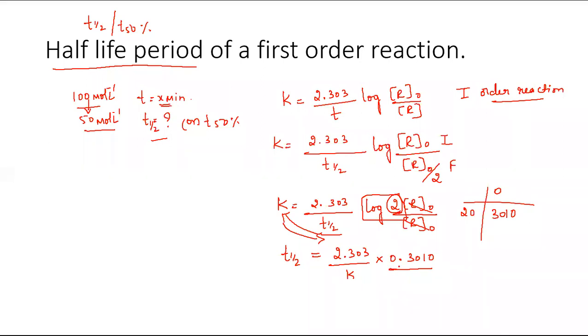I have already told you clearly how to see the log values in a log book. Already you are in second year, you should be thorough with the log values, how to see it. Then multiply this 2.303 into 0.3010. What you will get? T half is equal to 0.693 divided by K. So this is the final equation to calculate a half-life period for a first order reaction.